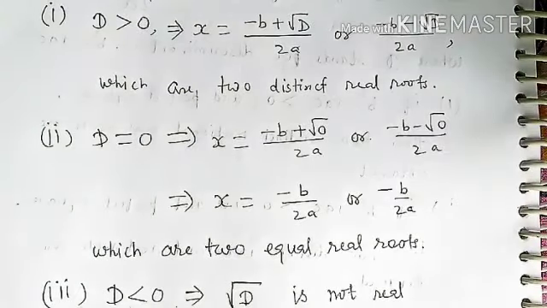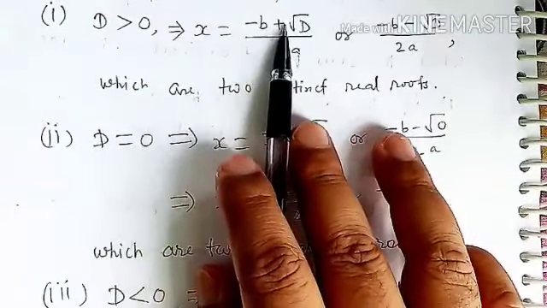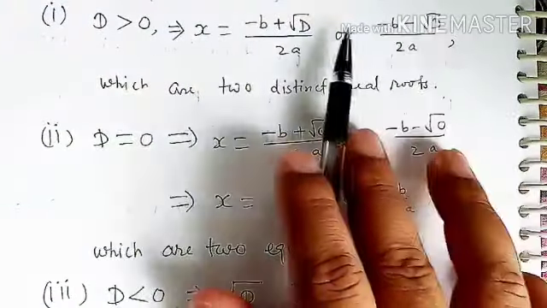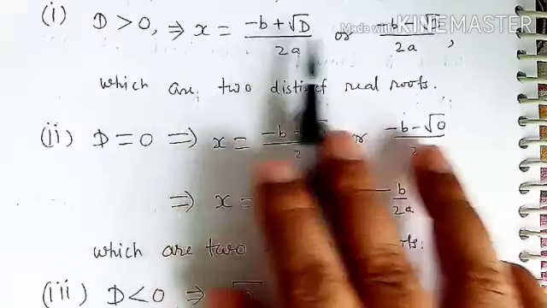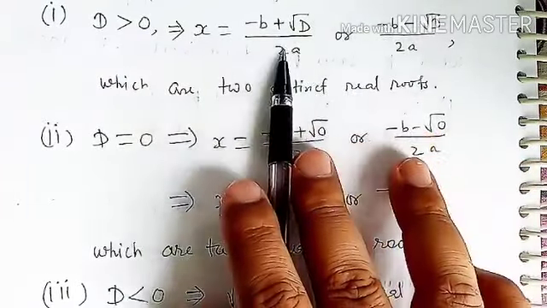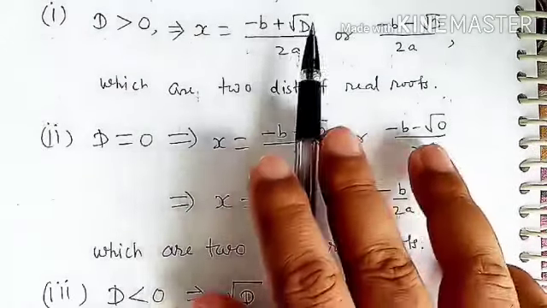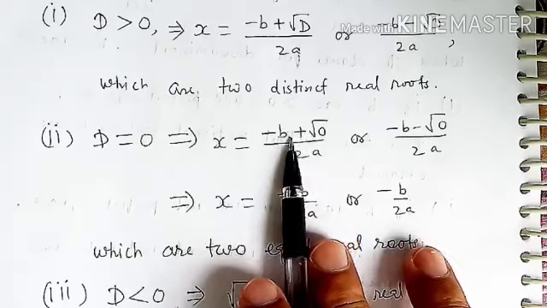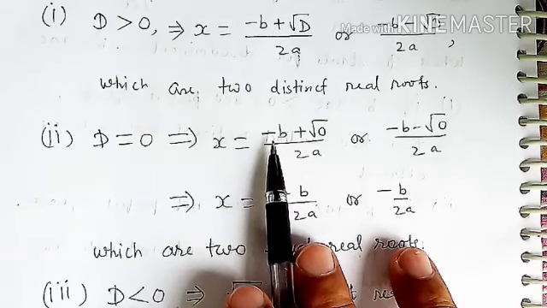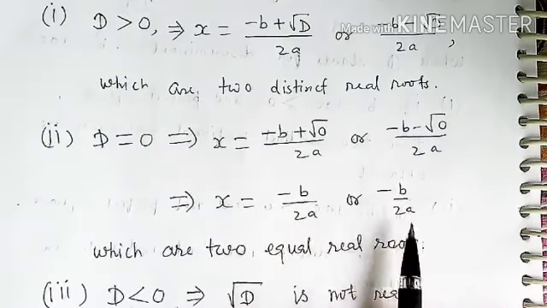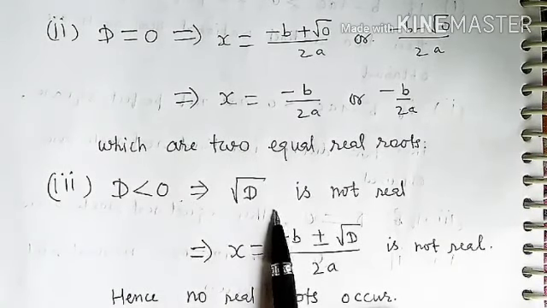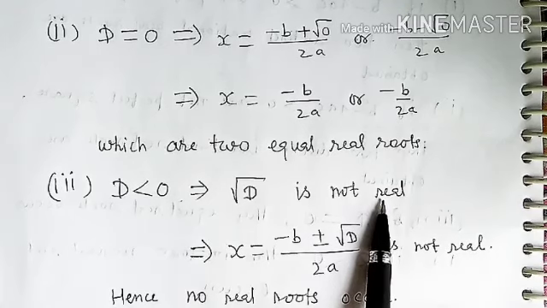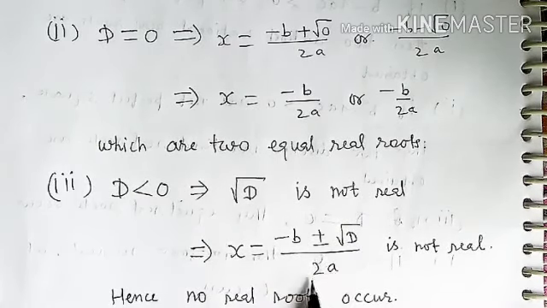Let us see why so. If d is positive, then we have x is equal to minus b plus root d, minus root d. You may see that these two numbers will be different, because here root d is added to minus b, here root d is subtracted from minus b, so they are real but different. But if d becomes 0, then on adding 0 to minus b there is no effect, so we have x is equal to minus b by 2a. But if d is less than 0, we know that root d is not real. In that case, x is equal to minus b plus minus square root of d by 2a is also not real, hence no real root occurs.